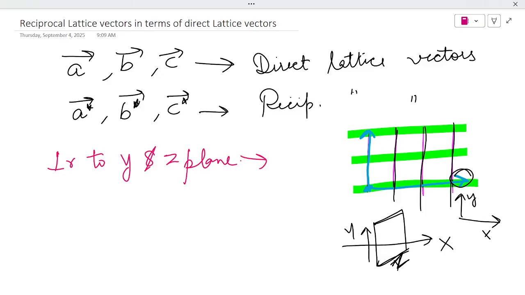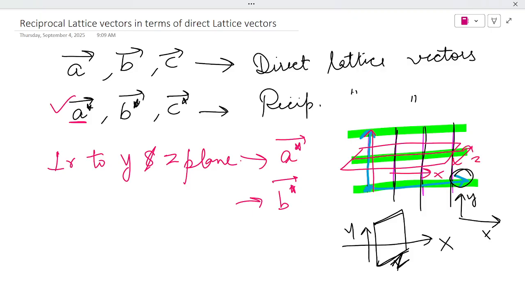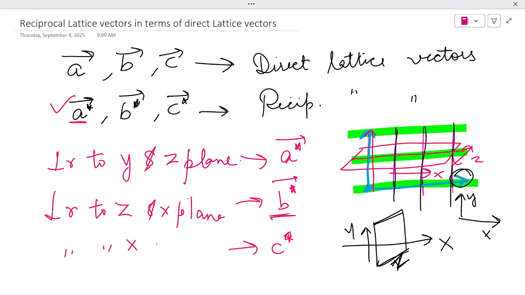Which one is perpendicular to the y and z plane? The vector along our x axis. So the vector along the x axis we are calling a star. Similarly our b star vector, that means the one along the y axis, is perpendicular to which plane? It is perpendicular to this plane, and this plane is along x and z. I hope you have got my point that the perpendicular to the x, z plane is our b vector, and similarly we have c vector which is perpendicular to x and y plane. So we have these relationships.